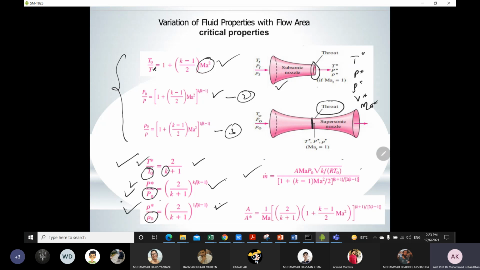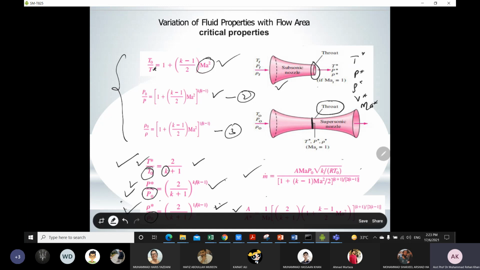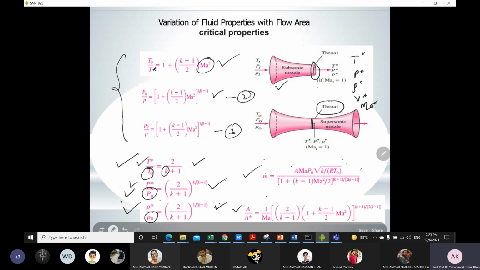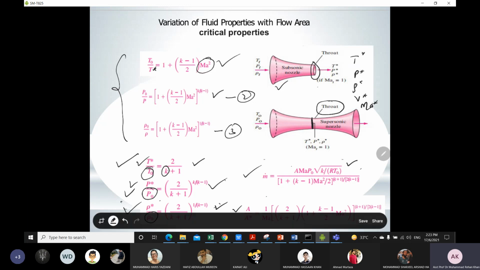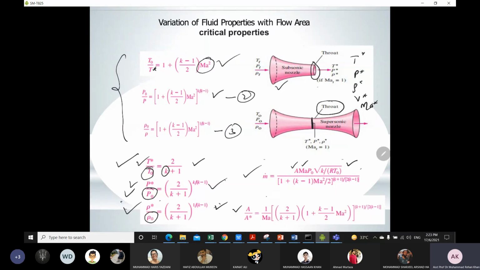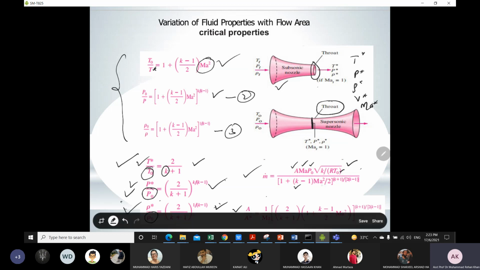Now we have other terms, that is mass flow rate and area by area star. The derivation of the mass flow rate we will see in the coming slide. For this time you just have to look at what this equation is. If the area is defined, Mach number is defined at a specific point, and stagnation pressure, stagnation temperature and specific heat ratio are known to you, you can easily find the mass flow rate.